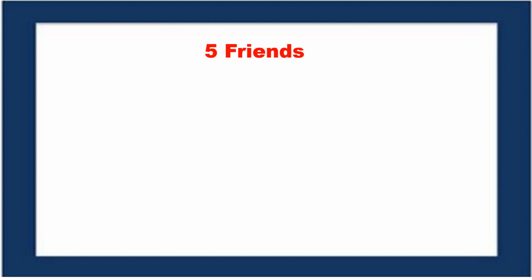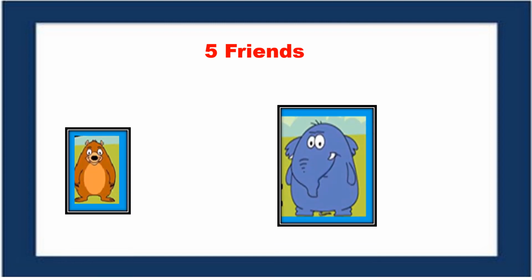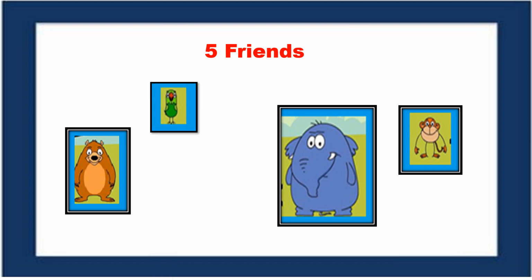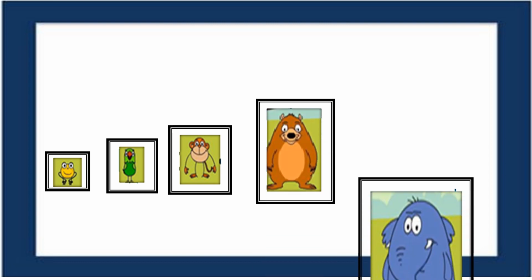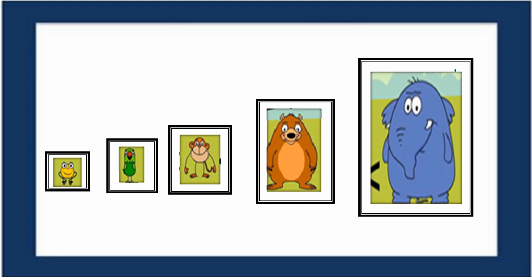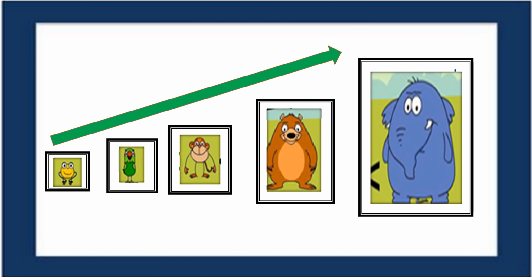There are 5 friends in a jungle: an elephant, a bear, a monkey, a parrot, and a frog. All these 5 friends wanted to stand according to their heights from small to big. So let's see how they'll be standing. You can see here, first the frog stood in the line. Next the parrot. Next came the monkey. Next it is the bear. And in the last, the elephant. If you observe, these animals are standing in their heights from small to big, in the order of smallest to the biggest one.